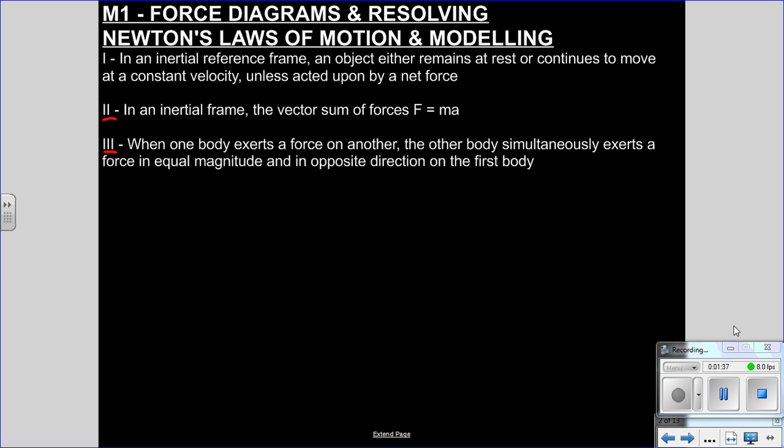Now let's look at this first law then. So it's saying in an inertial reference frame, that's just a really posh way of saying in space really, where nothing is prone to change. So in an environment with no external forces, the environment itself is not going to change. So free space, you could say. An object either remains at rest or continues to move at a constant velocity unless acted upon by a net force. So just think about an object floating in space. Okay, that object floating in space, this law is saying that that thing will continue to float at whatever speed it started with.